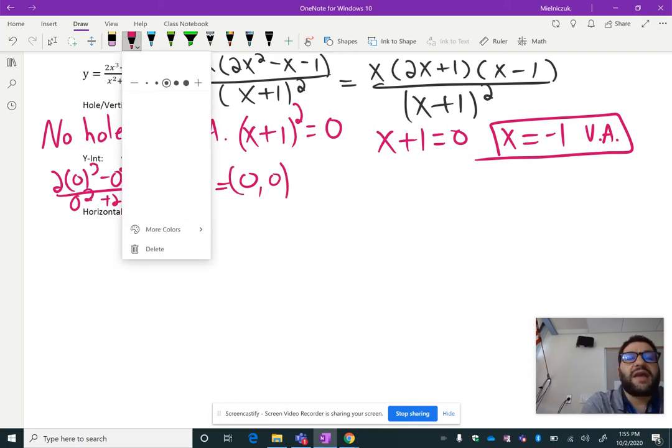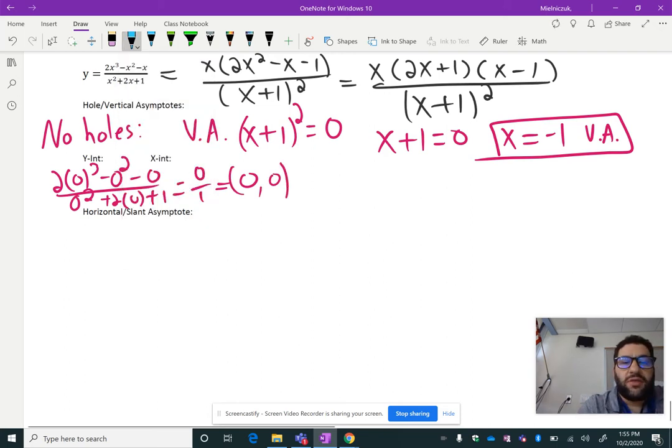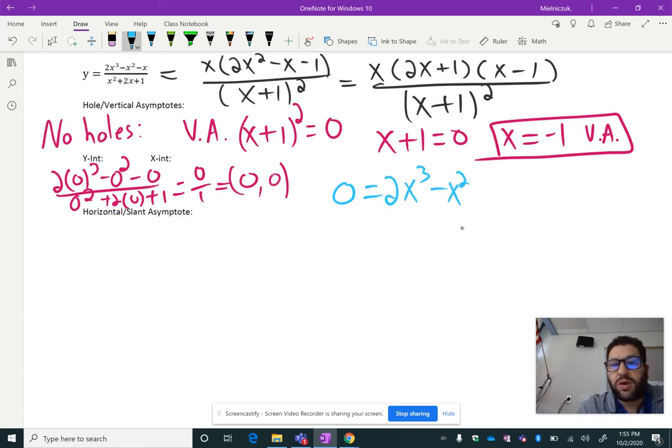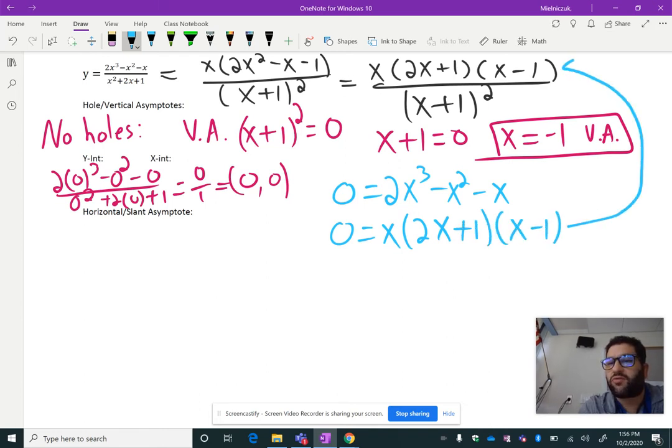Okay, for the x-intercept, that is when y is equal to 0. So we're going to say 0 is equal to, and we only have to look at the numerator, remember, 2x cubed minus x squared minus x. Pull an x out like we already did. Well, we already did this factoring, it's up above, which is why I'm skipping. So all this work, I just looked right up here. Well, when do these equal 0?